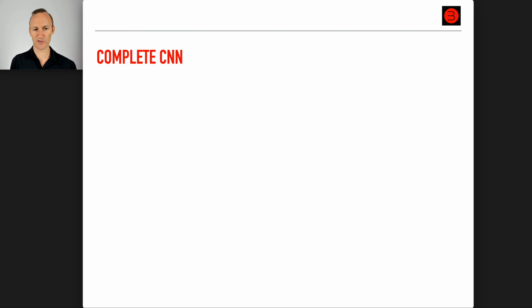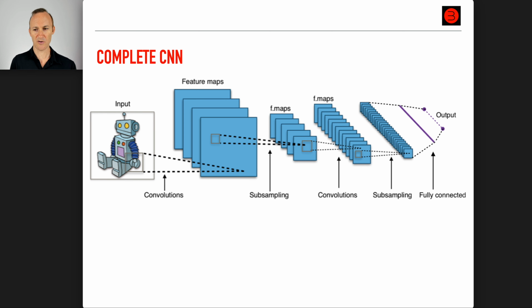Okay, now let's look at a complete CNN. So we have an image of a robot and then a series of, you could say, transformations resulting in an output. And the output classification here could be a certain type of image. Maybe it's robot. Maybe there are 10 different images to pick from. So let's just look at this briefly. We've got first convolutions. Now, note importantly that it's not one convolution here. There are actually multiple convolutions. And that's why you see multiple feature maps.